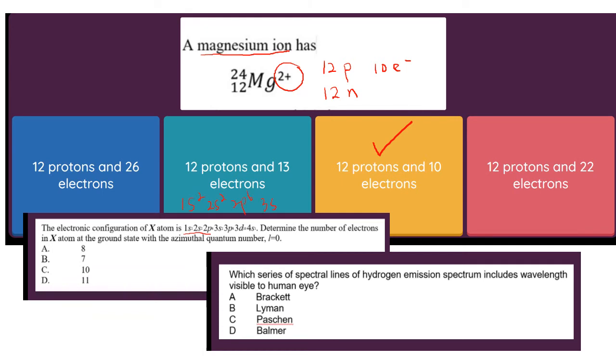Next, the electronic configuration, we have 1s2, 2s2, 2p6, 3s2, 3p6, and also 4s1. So determine the number of electrons in s orbitals with the azimuthal quantum number l equal to 0. When the question mentions l equal to 0, we know that it refers to the s orbital. Now we refer to the electronic configuration. 1s has 2 electrons, 2s has 2 electrons, 3s has 2 electrons, and lastly 4s has 1 electron. So all together we have 7.